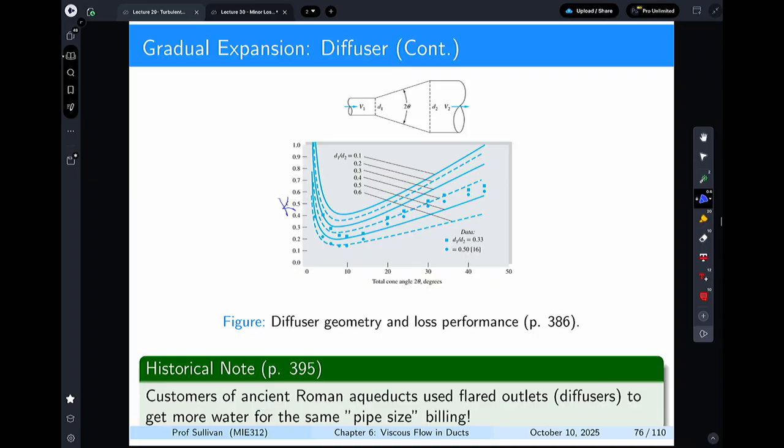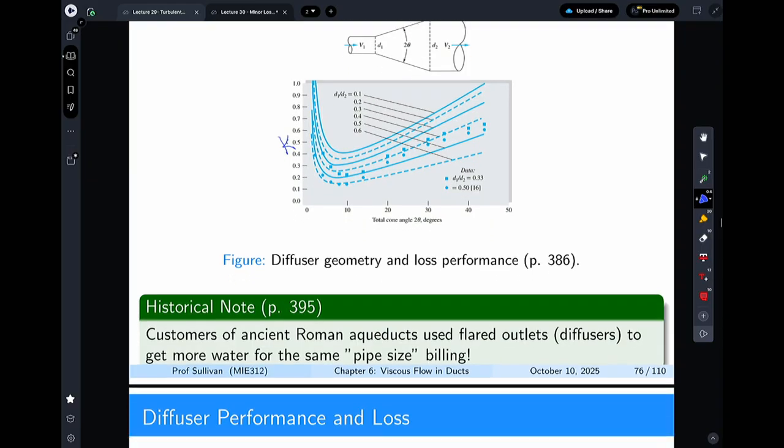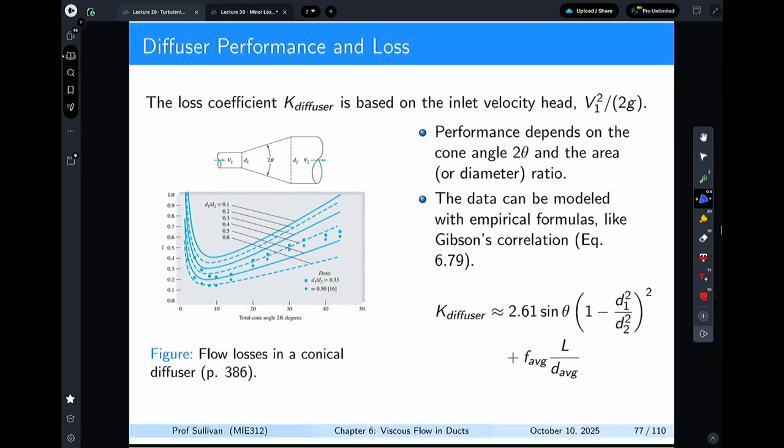But increasing the length also means that you have a problem because you have a very long pipe over which you're doing this, and you have losses associated with that. And a historical note, customers in ancient Rome used flared outlets, diffusers, to get more water for the same size pipe billing. So for years we've been trying to figure out ways to do things better.